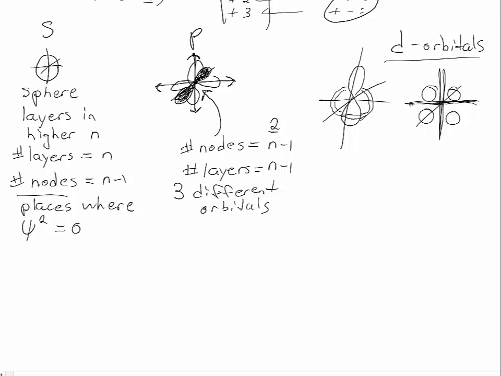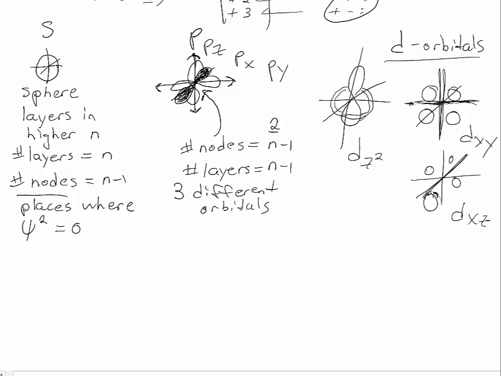And as you use different axes to make those lobes, then they get different designations. And so with the p orbitals, we may have called these the pz, the px, and the py. These d orbitals are called things like dz squared, or dxy, or dxz, and they start to get more interesting designations.